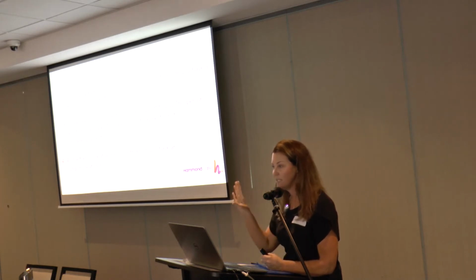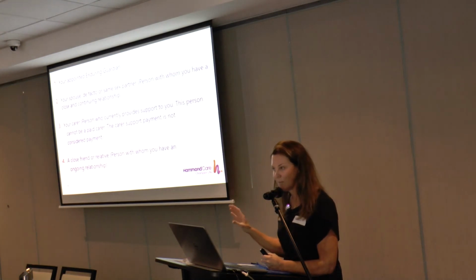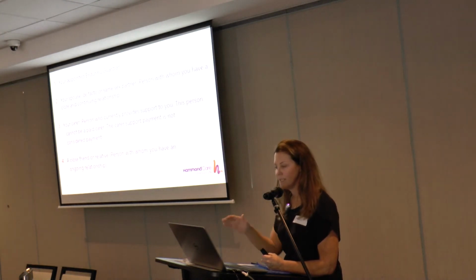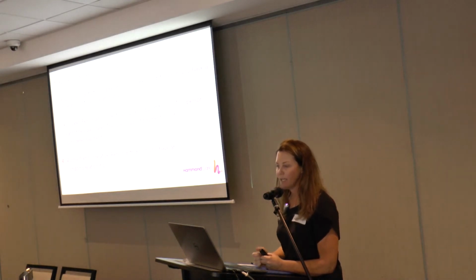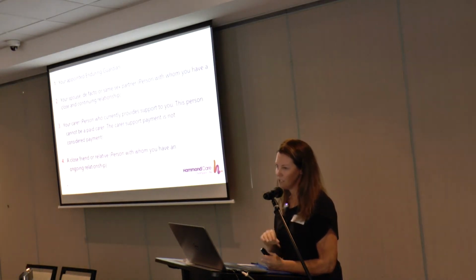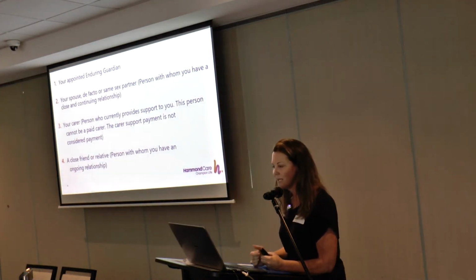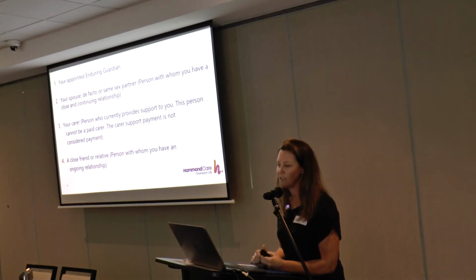That can be a friend, a family member, your spouse, it's whoever you have legally appointed through a solicitor to be your substitute decision maker, your enduring guardian. Okay, and then after that comes your spouse, de facto or same-sex partner, and as I mentioned before, a lot of the time that can be a bit of a grey area. Okay, not always, but a lot of the time it can be. But it's a person with whom you have a close and continuing relationship.